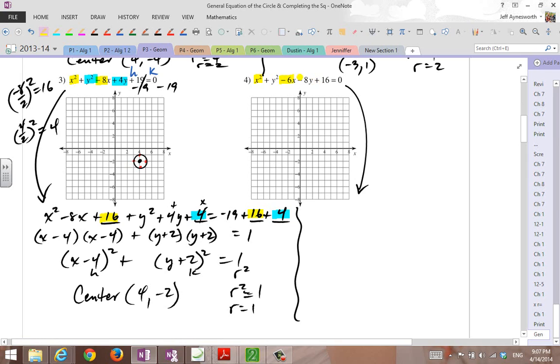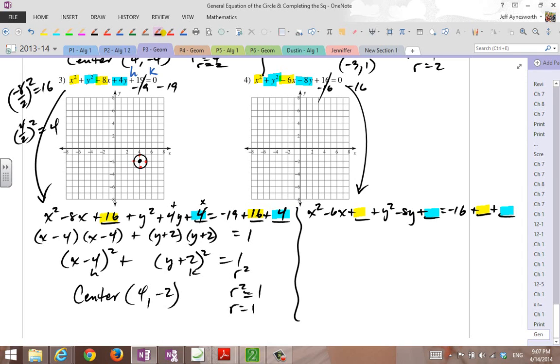I see the first group is x squared minus 6x. My second group is y squared minus 8y. I'm going to subtract 16 on both sides. And I'm going to go for it. X squared minus 6x plus something plus y squared minus 8y plus something is equal to a negative 16 plus something plus something. One more time, I've got to complete the square and add it to both sides. For the x's, I've got to complete the square and add it to both sides for the y's. And then I can factor it after that.